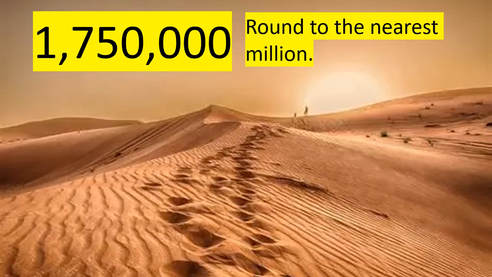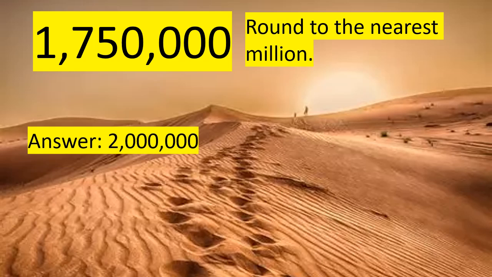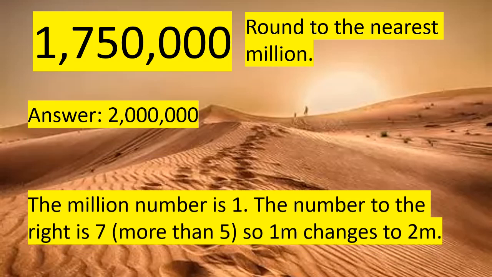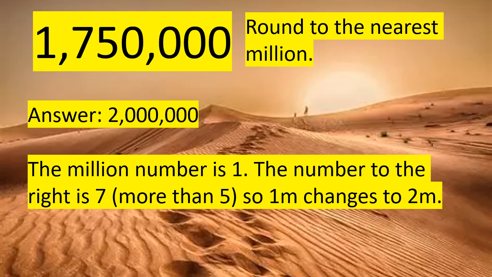Okay, next one. 1,750,000. Round to the nearest million. And I'm going ahead with the answer. So the answer is 2 million. How do we get that? Well, the million number is 1. The number to the right is 7, which is more than 5. So 1 million changes to 2 million.